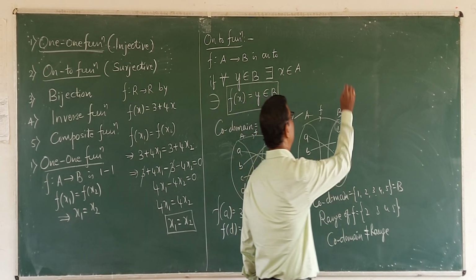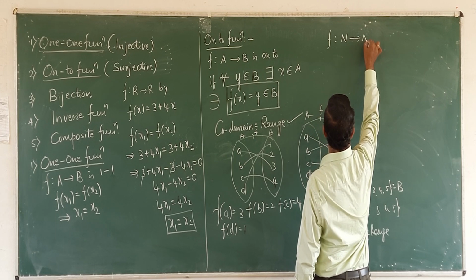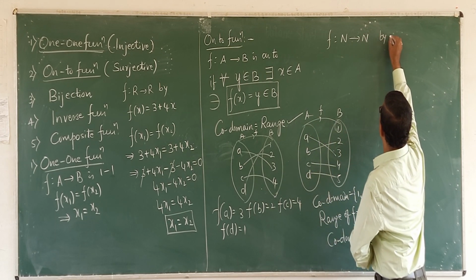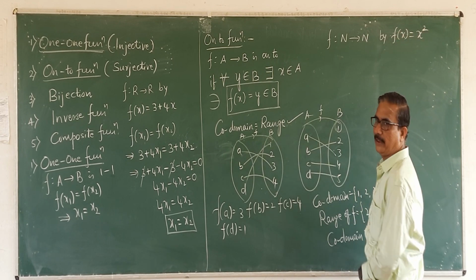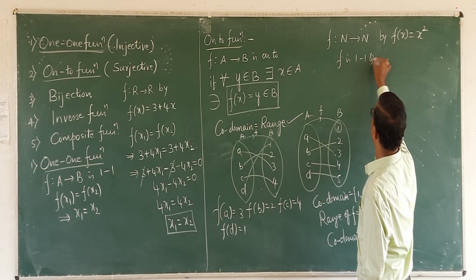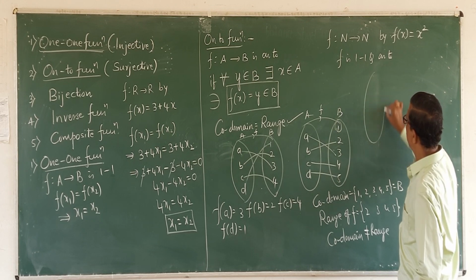Here another example. F is a function from set of natural number to natural number defined by image of x is equal to say x square. Then verify whether f is 1 1 as well as onto or not. Check it. Simple method.